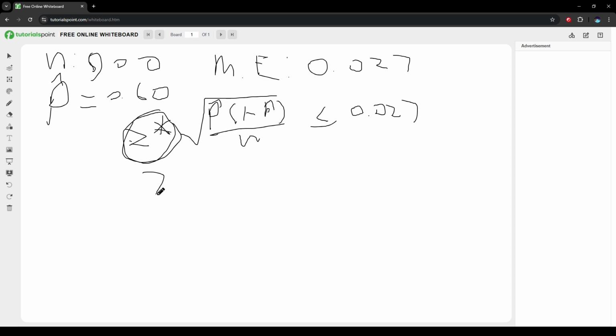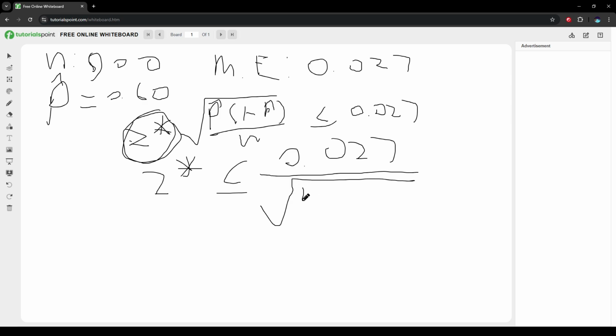So let's just plug in our values real quick. We divide by the margin of error, so the critical z-value is 0.027 over the square root of p times 1 minus the sample proportion over the sample size. Let me grab the eraser real quick. Now let's plug in our numbers. The proportion is 0.60, and our sample size, like we said, is 900. And then we just solve for this.